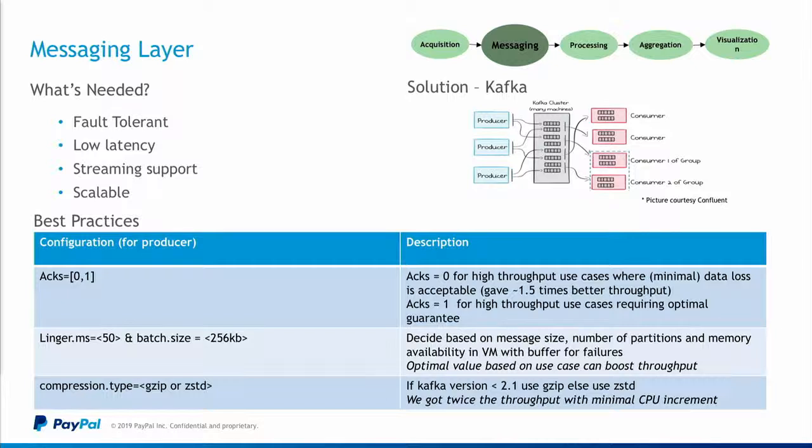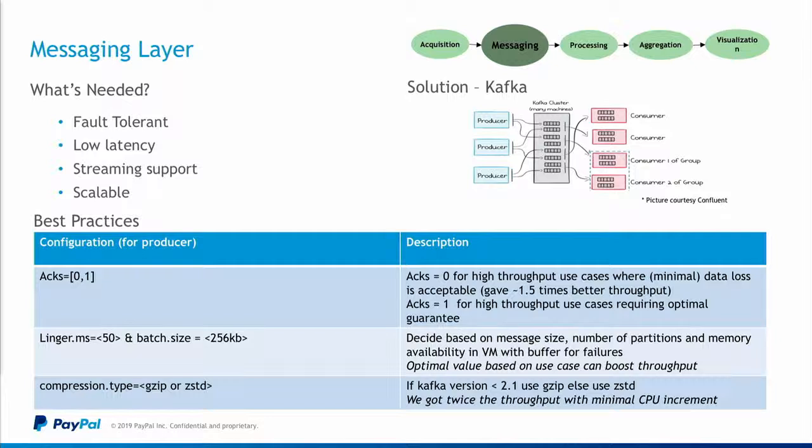The linger period and the batch size help determine how you want to batch your messages. The messages that are batched are compressed together and then sent. So an optimal value helps determine the kind of throughput that you want. For your data, you will have to determine an optimal size based on your message size, based on the number of partitions in the topic that you are going to write to, and it also depends on the amount of RAM that you have on the VM that you are using. So this is one of the optimal sizes that we use for our use case.